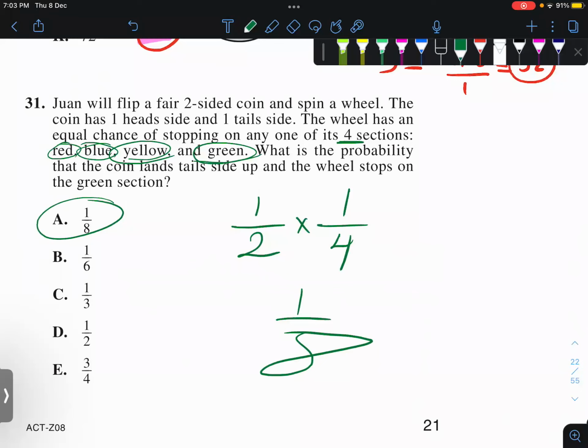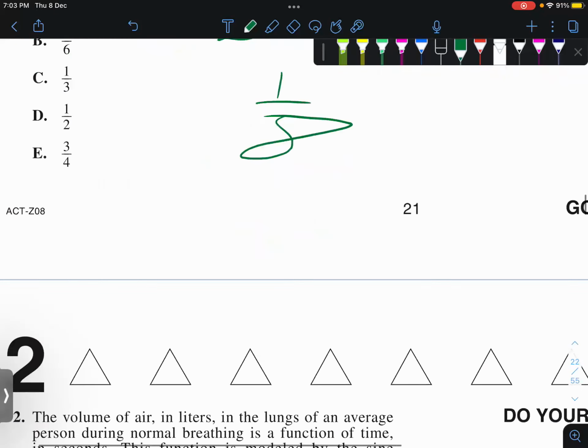The answer in question 31 is A. Understood? Is it true with you? Yes. Okay. Very good. Number 32.